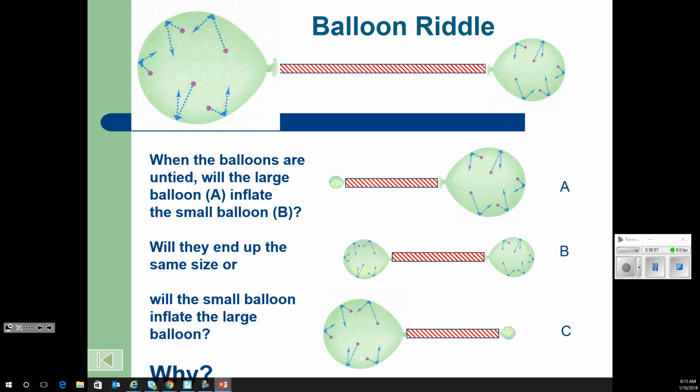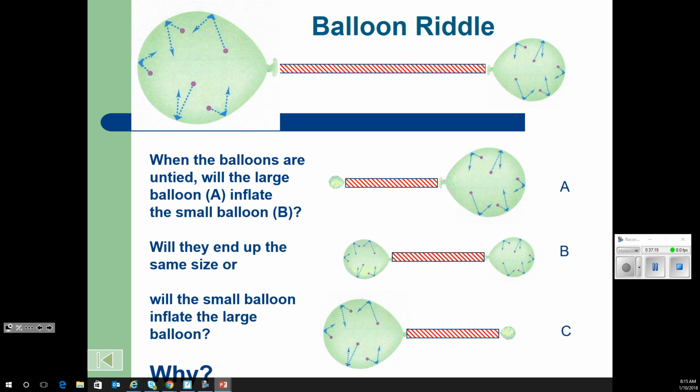Okay, so we've got 2 balloons here. One is more inflated than the other one, right? So the riddle is, if I open these up and I have these guys massage this, to get things moving, is this big one going to get bigger? Or is this small one going to get bigger? Or is this going to get smaller and this is going to get bigger?